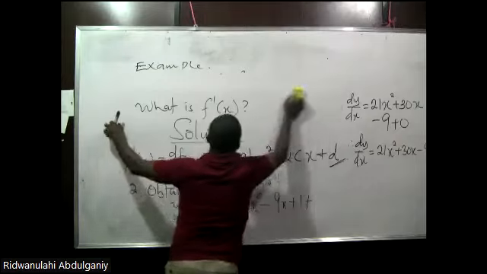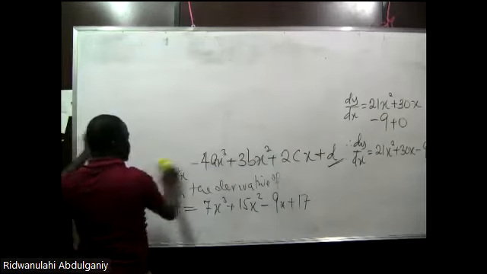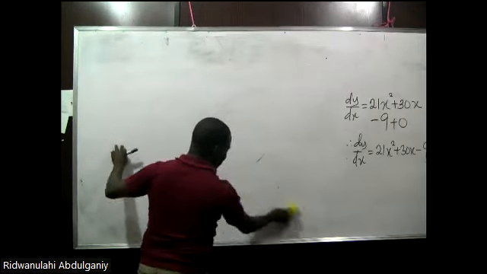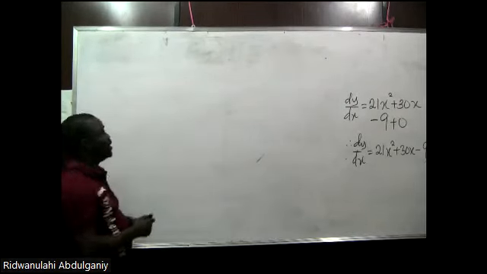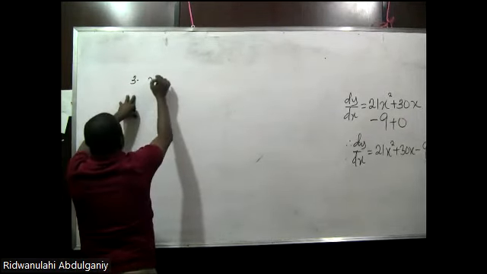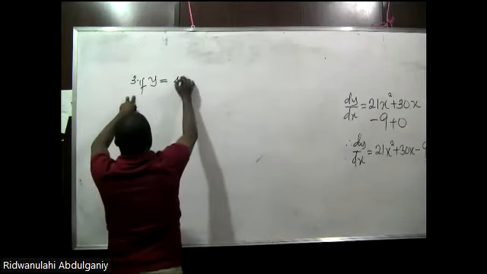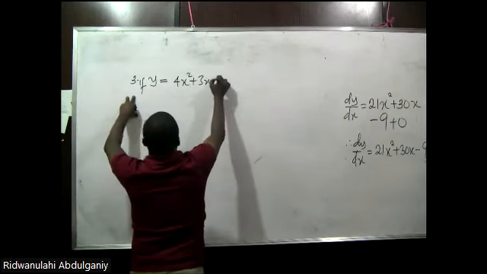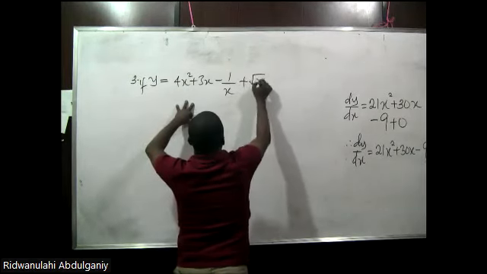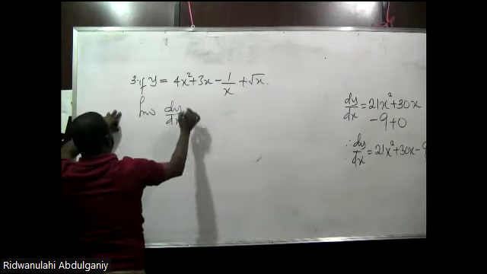Let's take one more question, then we round up the class so that I'm not bombarding you with too many techniques. Next class, we'll look at another technique. I will tell you the technique, you read it ahead of the class. Question 3: if y equals 4x squared plus 3x minus 1 over x plus square root of x, find dy/dx.